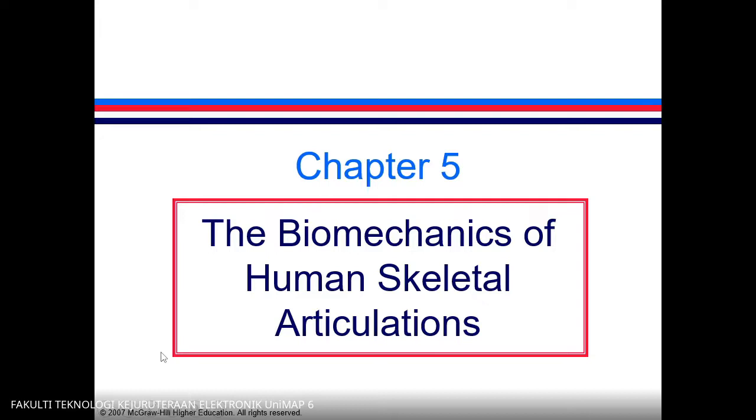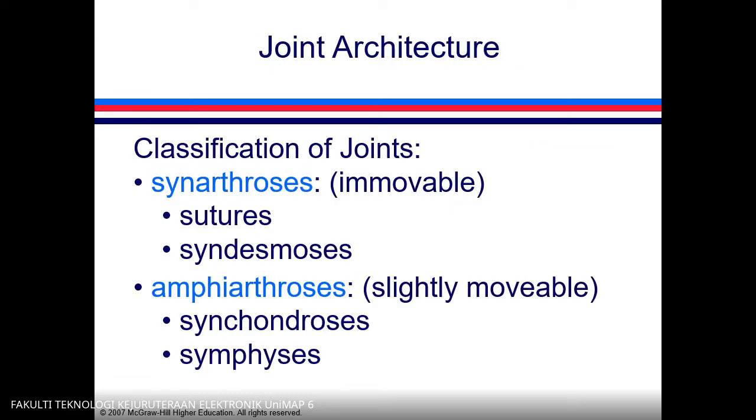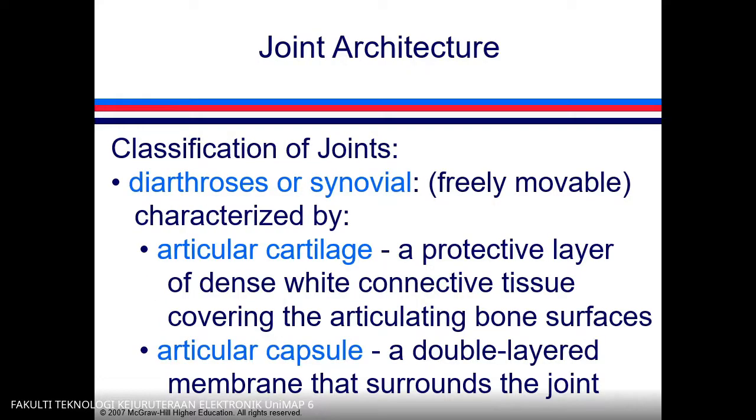I'll try to make it as simple as I can. There is a classification of joints, or different types of joint. Mainly, we have 3 main joints. Remember, 3 main joints. The first one is synarthrosis, or we call it immovable. The second one is amphiarthrosis, or slightly movable joint, and the third one is diarthrosis, or synovial, which is freely movable joint.